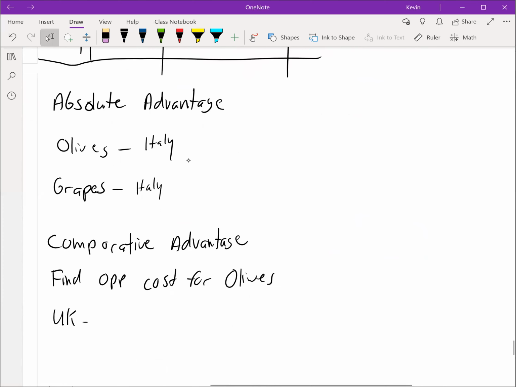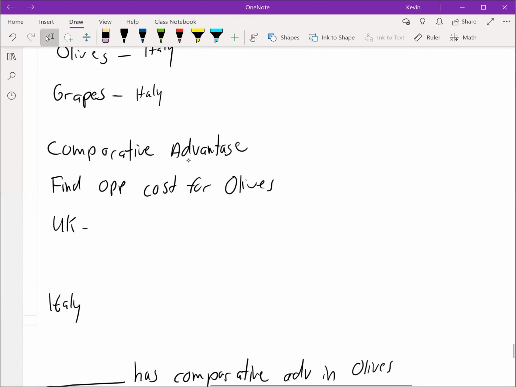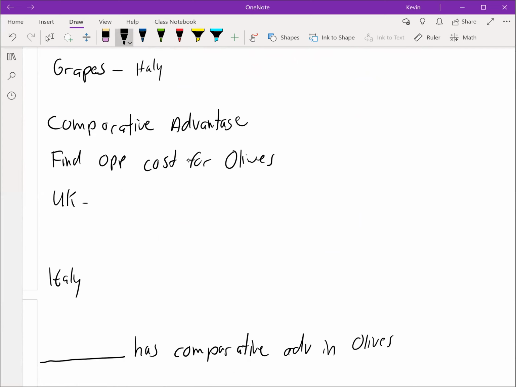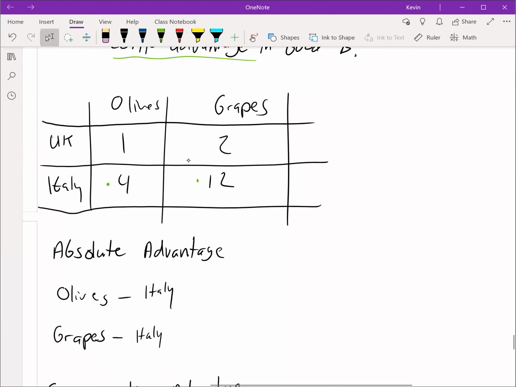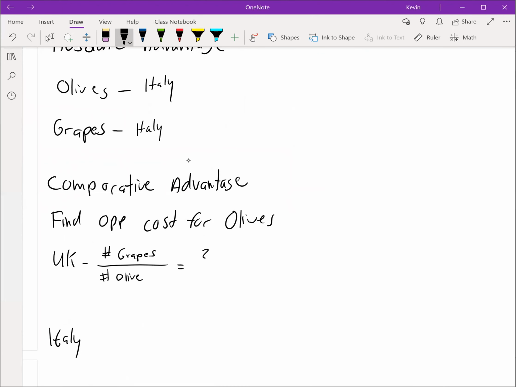So to find our comparative advantage, we actually have to do a little bit of work. This first part asks for the comparative advantage. So we want to find the opportunity cost for olives. This means that we want to see how many grapes we have to give up to make an olive. And for this, we see that in the UK, we're starting with the UK, we can have either 2 grapes or 1 olive. So we would do 2 over 1. So our opportunity cost for an olive would be 2 grapes.